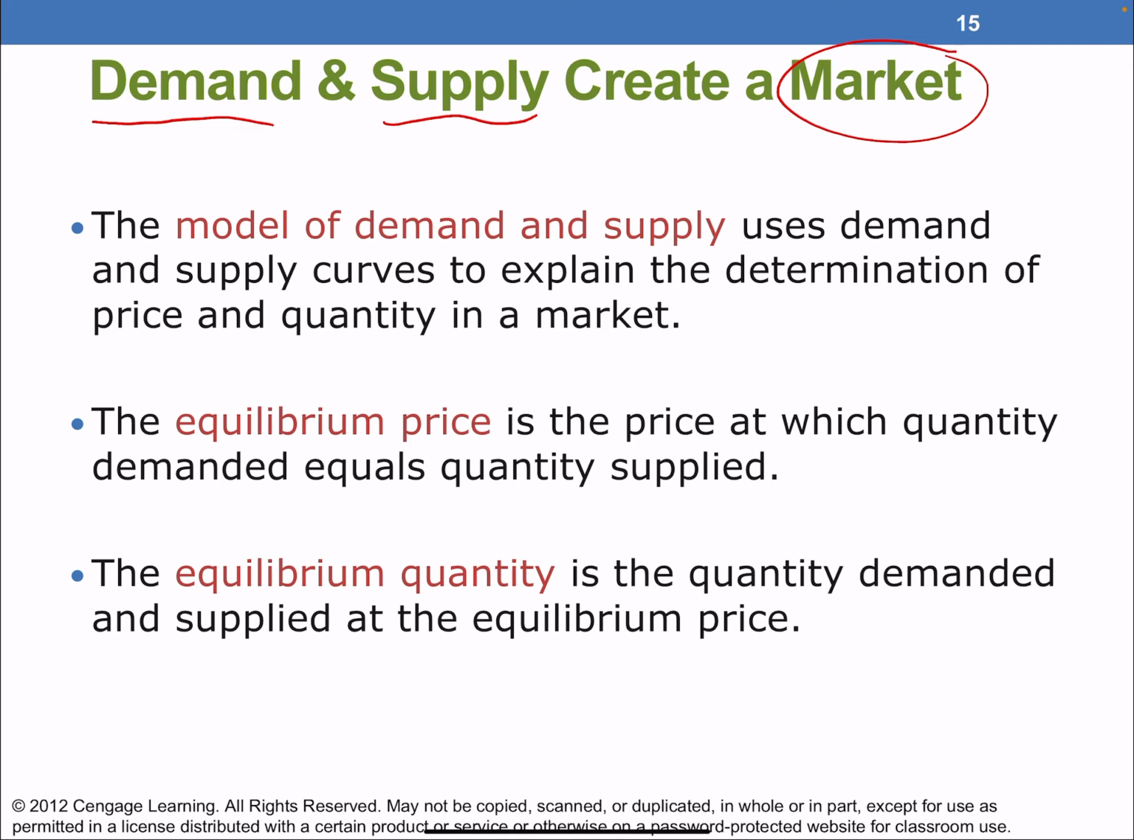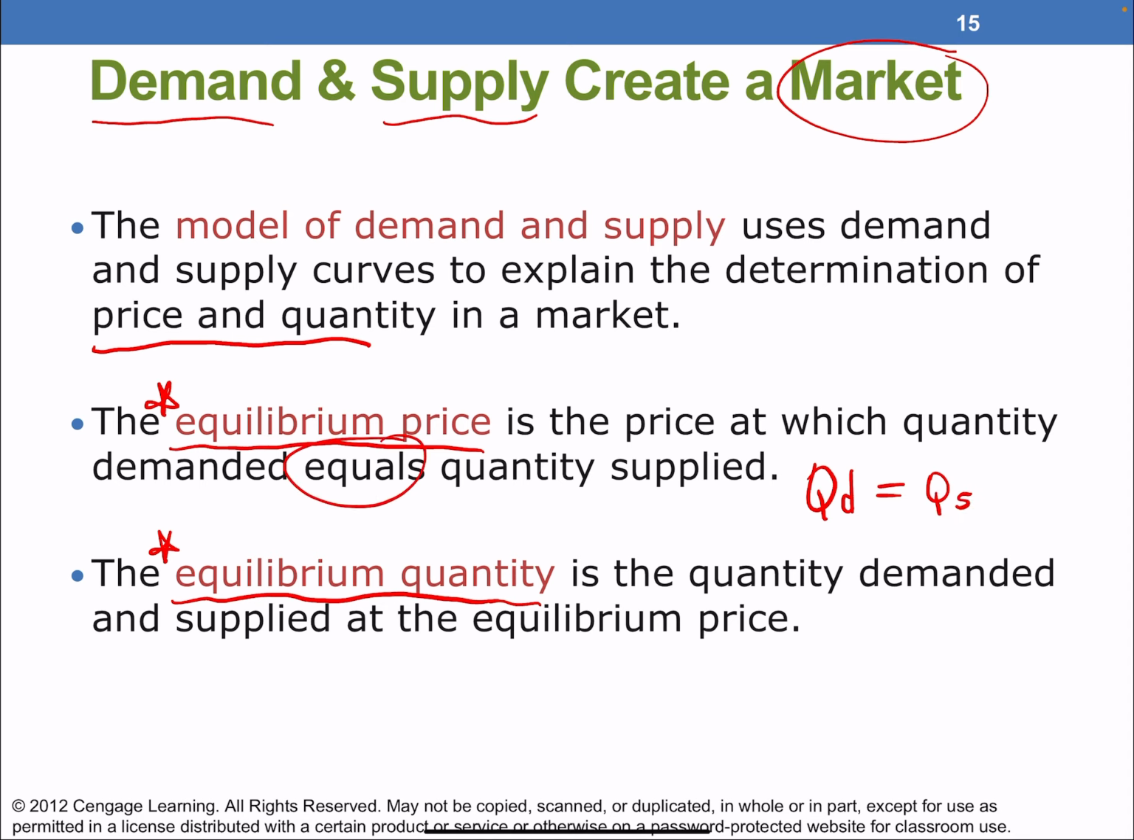So essentially what happens is supply and demand come together in what we call a market to find mutually beneficial exchange. And so the bringing together of my demand and supply curves is what's going to determine what we call price and quantity in the market. Very importantly, we have two concepts here: equilibrium price and equilibrium quantity. Equilibrium price is the price where quantity demanded equals quantity supplied. So my QD will be the same as my QS. Where the two are equal, that's my equilibrium price.